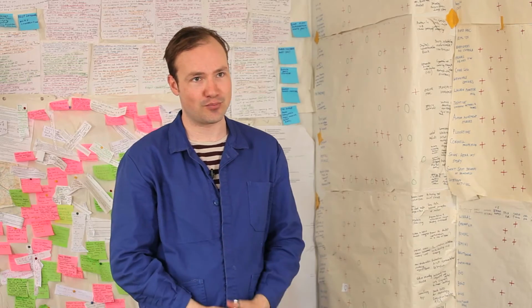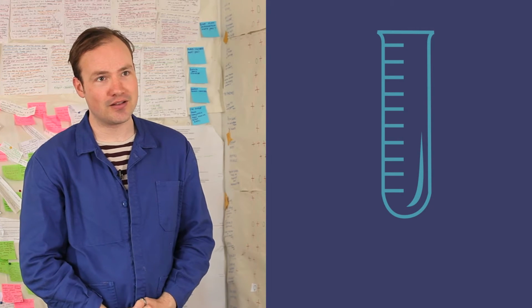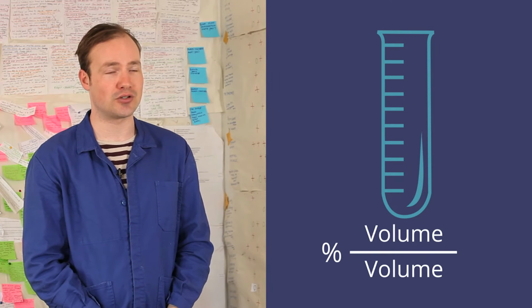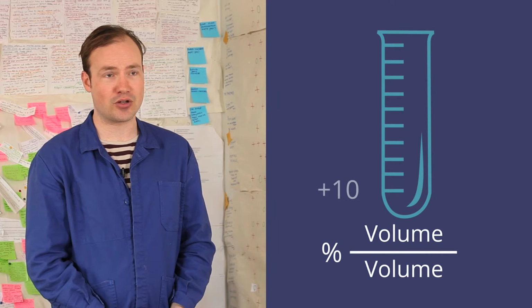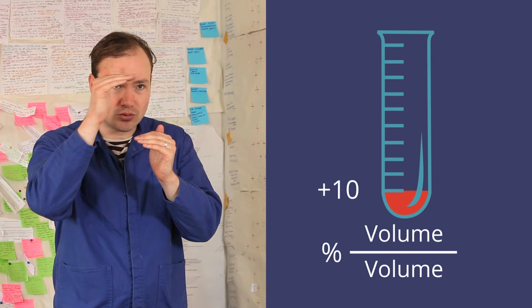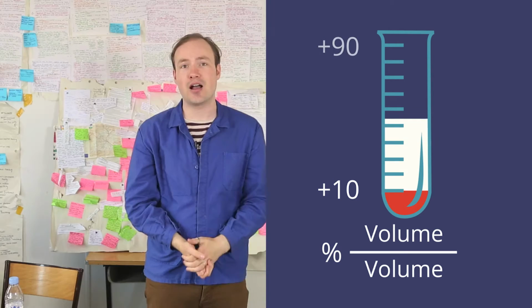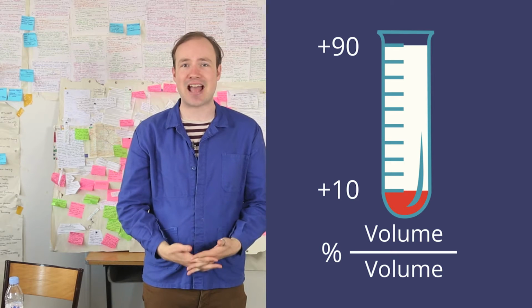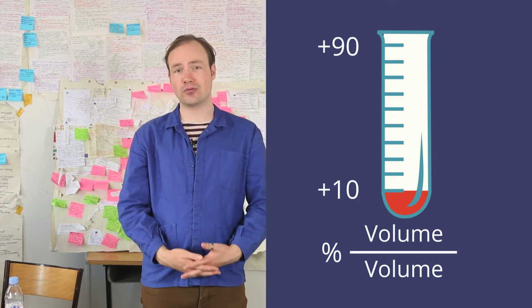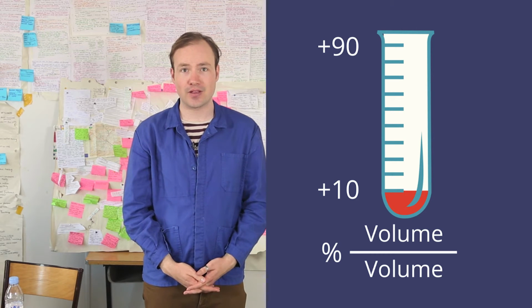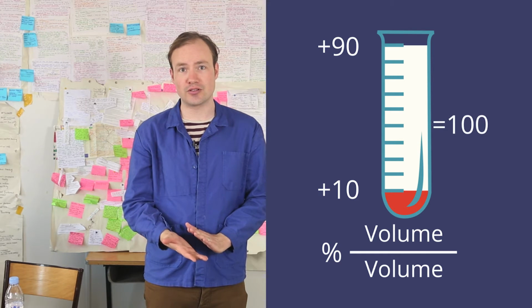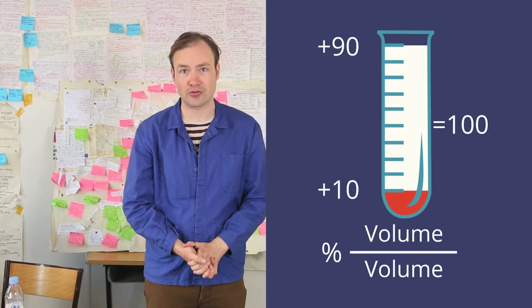Number 1, percent volume by volume. This notation makes the most sense when you're mixing liquids in roughly equal proportions. To make a 10% glycerol solution, I take 10 mils of glycerol and then I add water to a total volume of 100 mils. A common mistake is to think that this means adding 100 mils of water. But 100 mils refers to the total volume, not the volume of water. In fact, you'll be adding around 90 mils of water to 10 mils of glycerol to get the final solution.